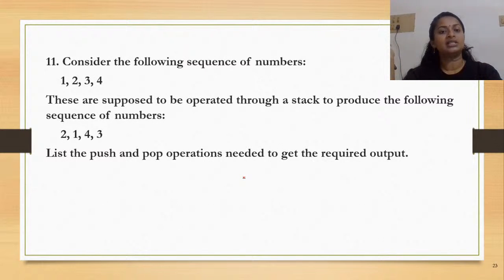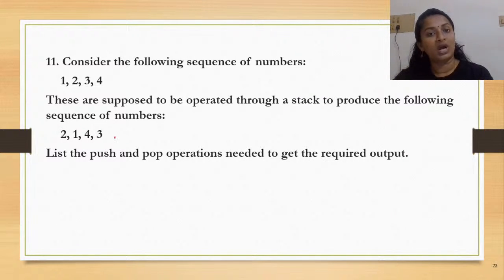Now, the next question. Consider the following sequence of numbers. You are given a sequence of numbers 1, 2, 3, 4. These are supposed to be operated through a stack. So you're trying to either push the elements or pop the elements from the stack. We know that the different operations in a stack are either push or pop, to produce the following sequence of numbers. So we are doing some sort of operations on the stack to generate this output. Now what is the output? 2, 1, 4, 3, right?